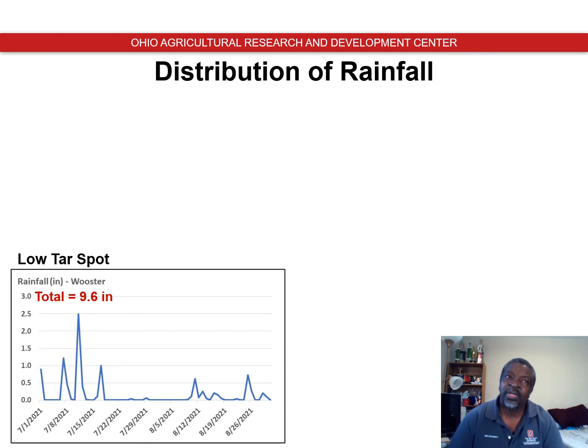So here at Worcester, we had about 9.6 inches of rain, but we had very low tar spot in Worcester. So the amount of rain doesn't seem to be the main driver. Most of the rain in Worcester was distributed during the first 2 to 3 weeks of July. And then during the last week of July and the weeks of August, we had less rain.